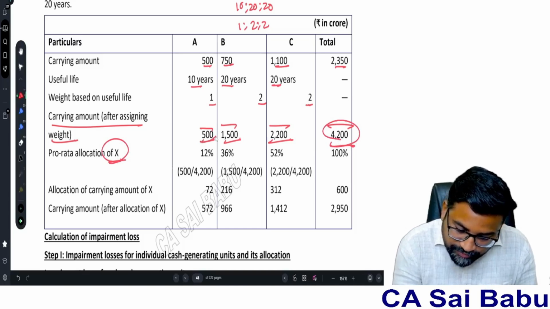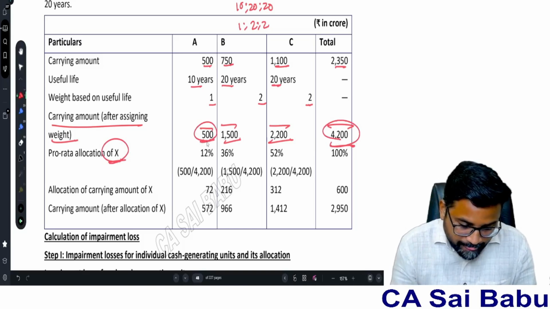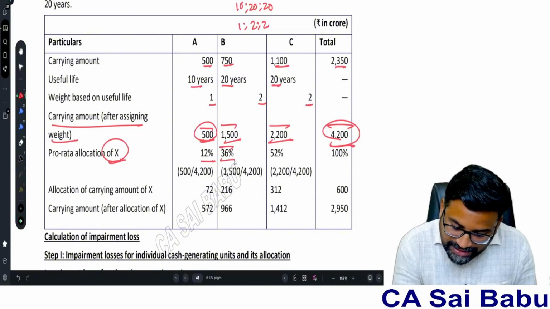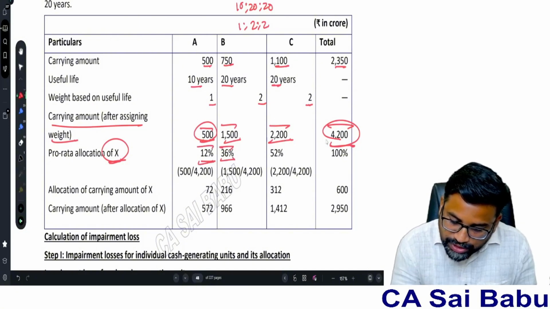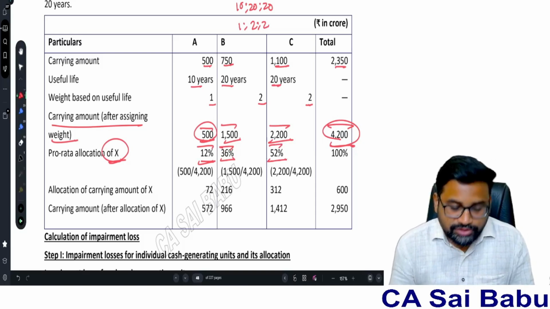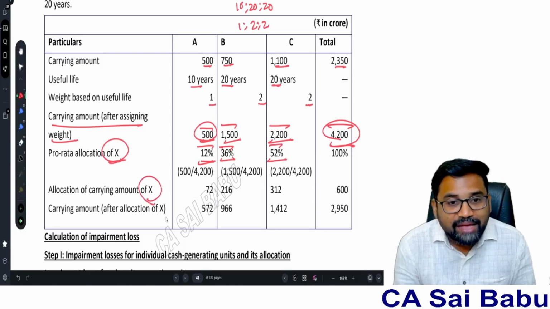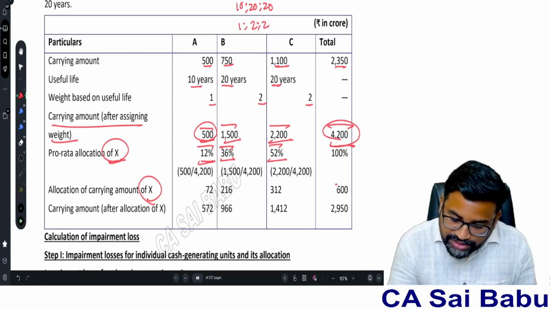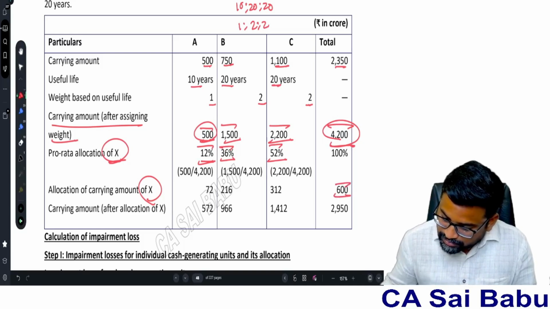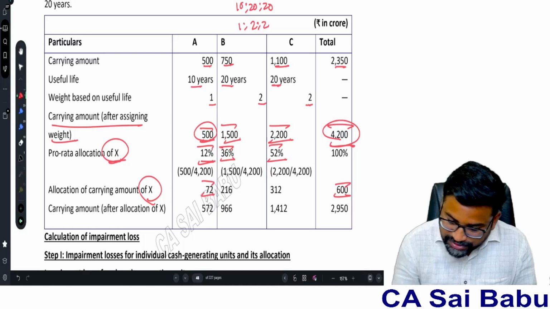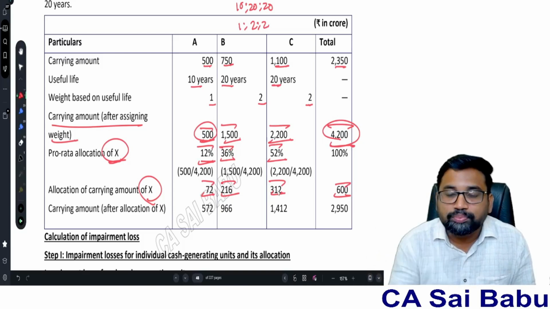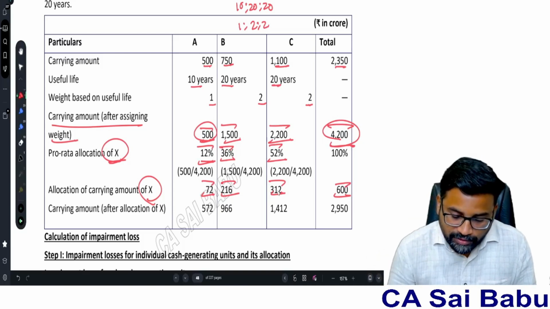Out of 4,200, 500 is the cash generating unit A. So 500 divided by 4,200, 12%. 1500 divided by 4,200, 36%. 2,200 divided by 4,200, 52%. So now allocate X between A, B, C based on this ratio: 12%, 36%, 52%. So 600 is allocated. 600 into 12%, 72. 36%, 216. 52%, 312.